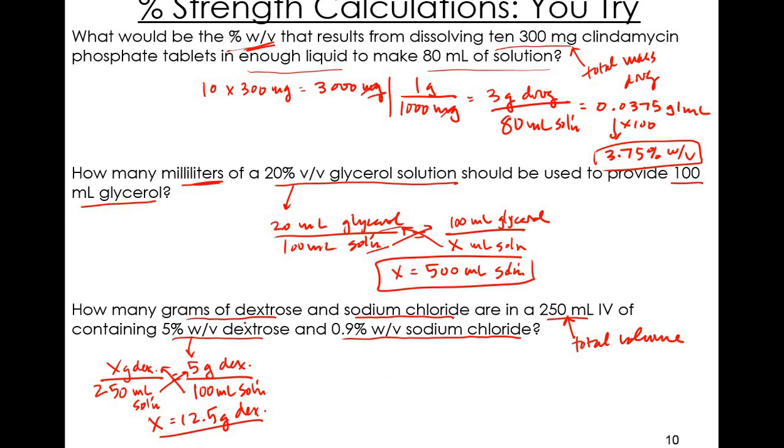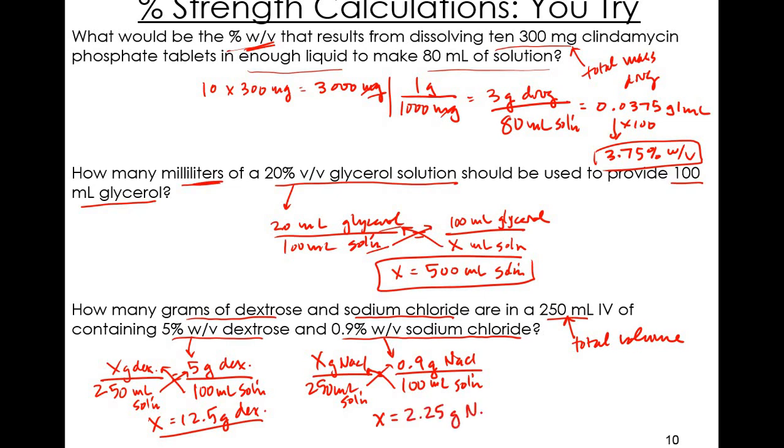And then the other question is, how many grams of sodium chloride would we get in 250 mils of the solution? So 0.9 grams NaCl over 100 mils of solution is the concentration. And then we want to know how many grams of NaCl are in 250 mils of solution. Cross multiply, divide both sides by 100. X equals 2.25 grams NaCl.